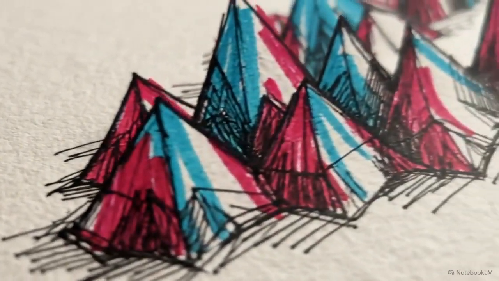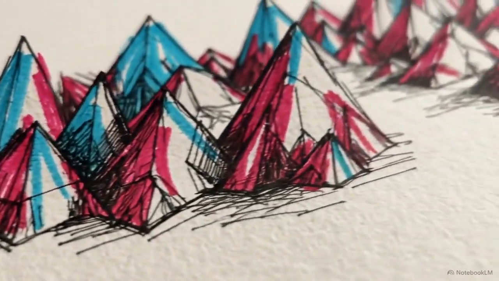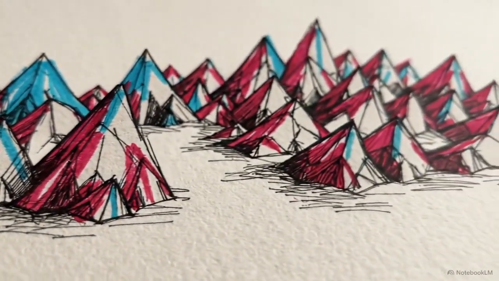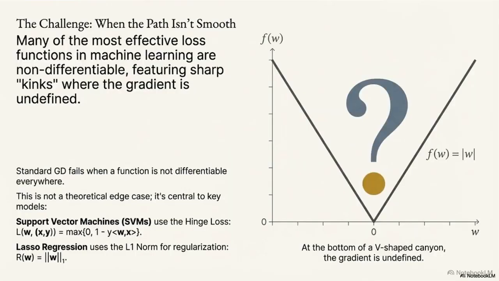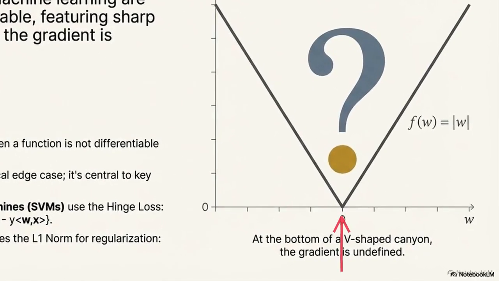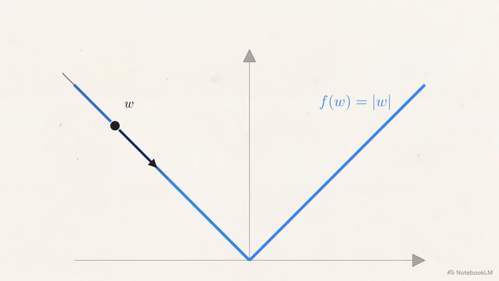But real-world machine learning architectures, like support vector machines, rely on loss functions that generate much harsher landscapes. This V-shaped graph illustrates the problem. Many effective models create sharp canyons in the data where a single clear slope doesn't exist. If you land at the exact bottom, traditional calculus breaks down. The function is non-differentiable. The gradient is completely undefined. This sharp edge stops the classic optimization engine dead in its tracks.